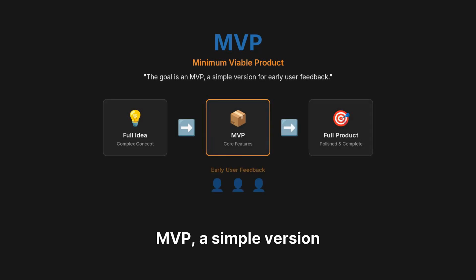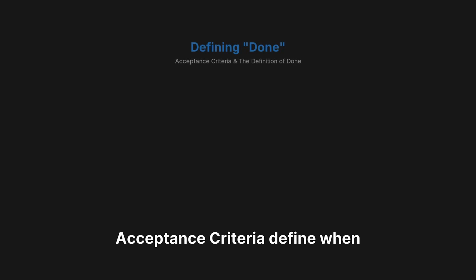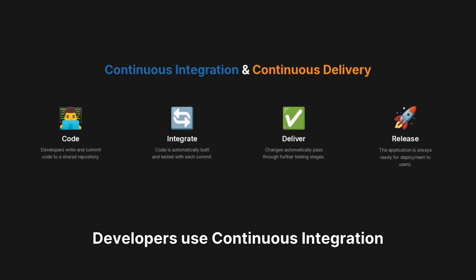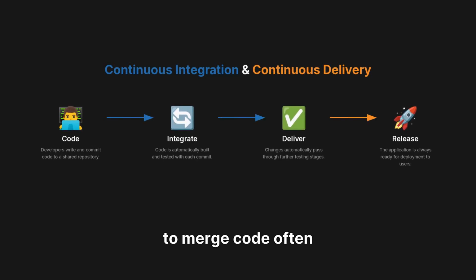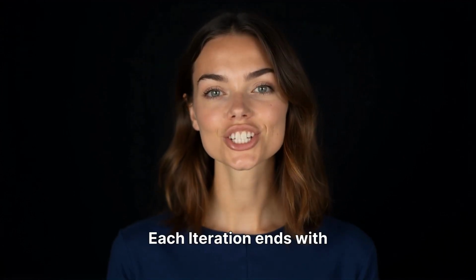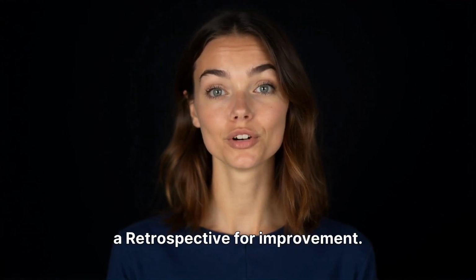The goal is an MVP, a simple version for early user feedback. Acceptance criteria define when work is done, and a definition of done ensures everyone agrees. Developers use continuous integration to merge code often and continuous delivery to ensure constant readiness for release. Agile work is time-bound, using time boxes. Each iteration ends with a retrospective for improvement.